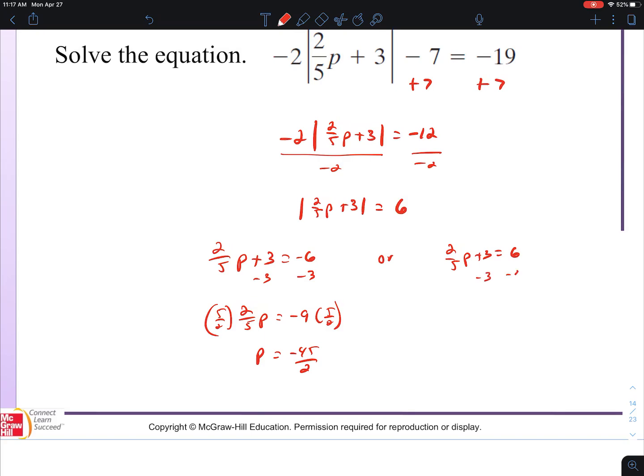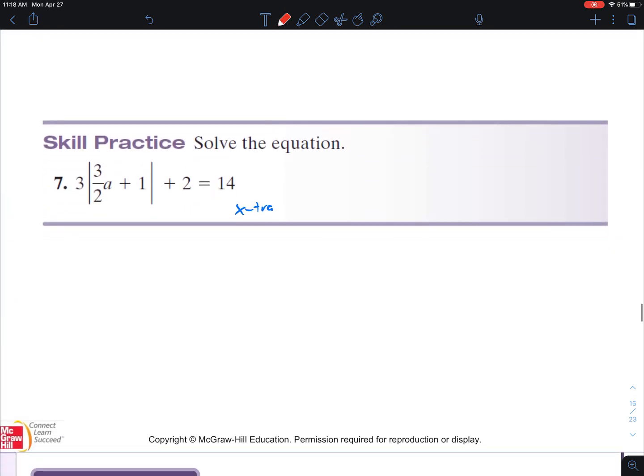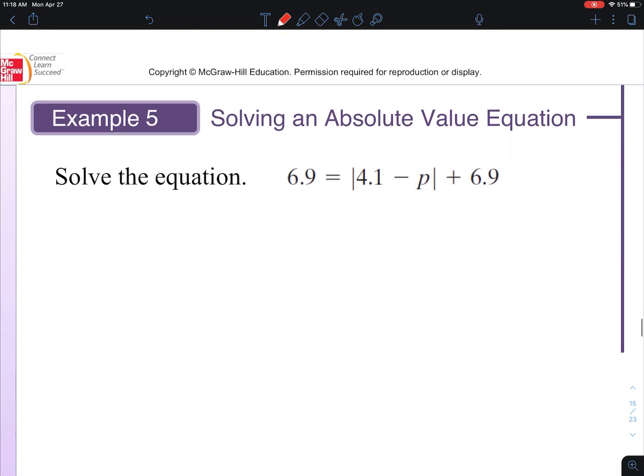Here we're going to subtract 3 from both sides. So we get 2 over 5 p is equal to 3. We multiply both sides by the reciprocal. We get 15 over 2. And so your solution set is negative 45 over 2 and then 15 over 2. All right. That one's extra credit for you guys.